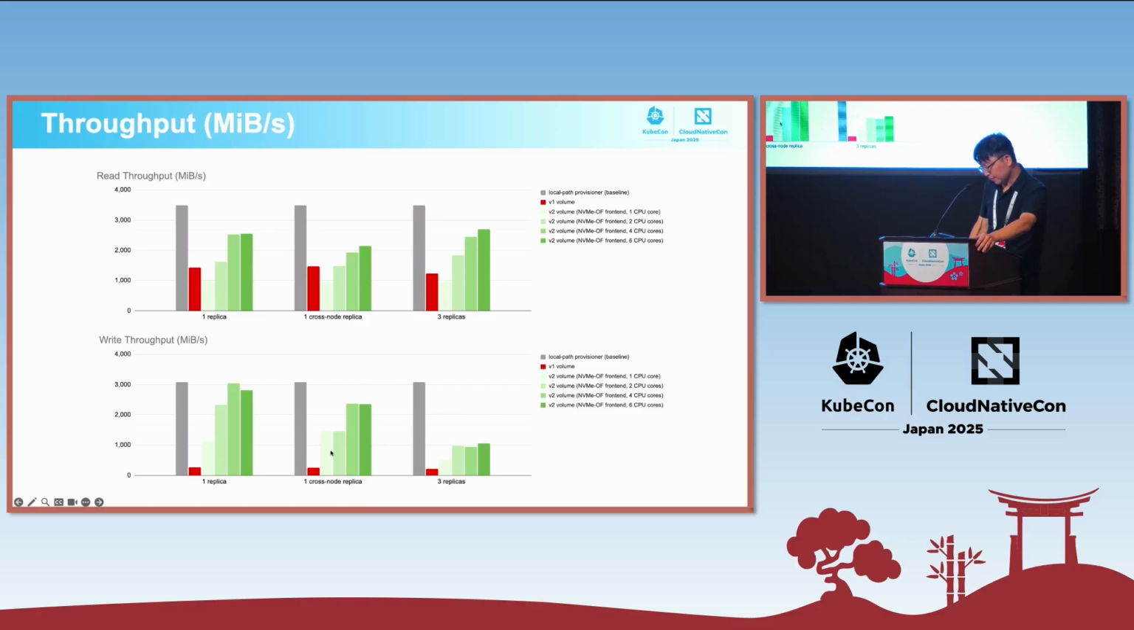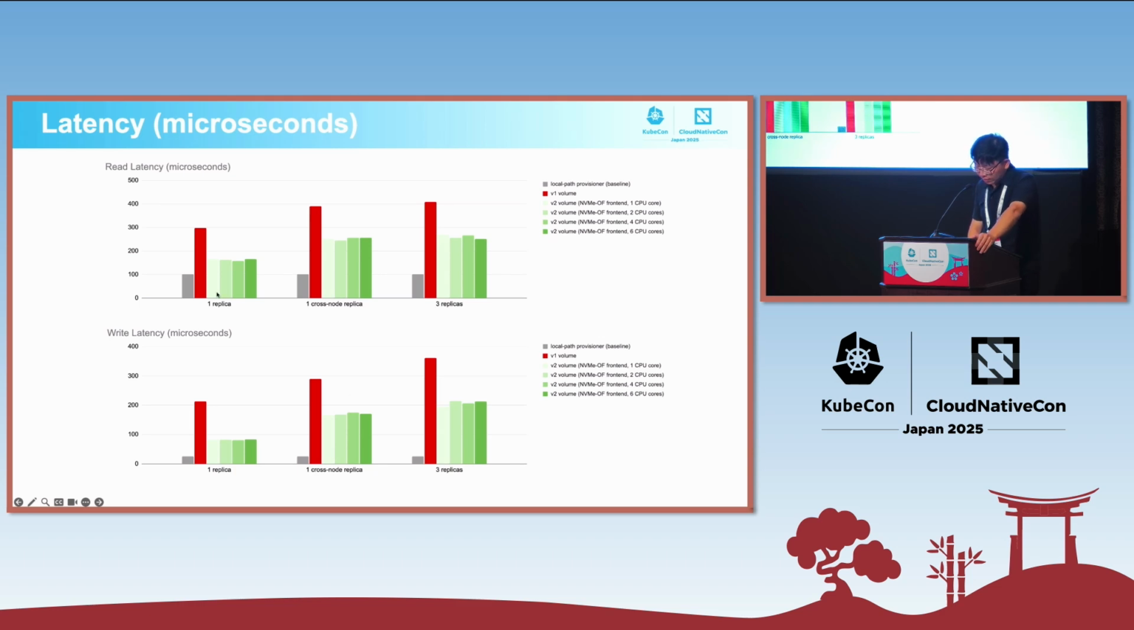And for the latency, from the picture you can see the SPDK V2 data engine with NVMe-oF can provide lower latencies for both read and write. Before, the V1 volume was not very suitable for databases because of the high latency. Now, the V2 volume is very suitable for low latency applications compared to the V1 volume. In the future, we will provide the numbers for the ublk front end. We expect ublk can provide lower latency than NVMe-oF.